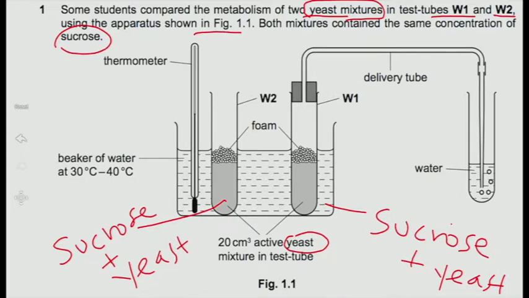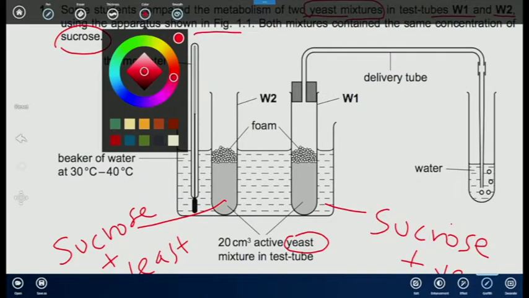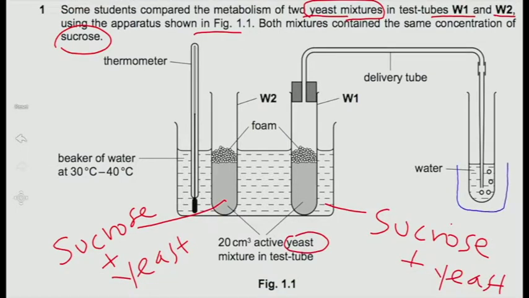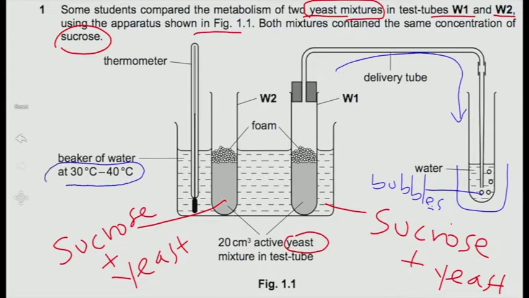There is a delivery tube going to the right, and on the right, there is water. We can see bubbles here. It shows that a reaction is taking place in the test tubes. Look at the temperature. The temperature of the water is 30 degrees Celsius to 40 degrees Celsius, and there is a thermometer.